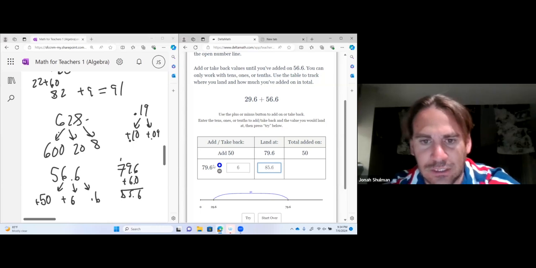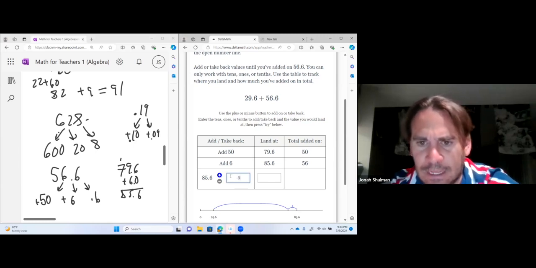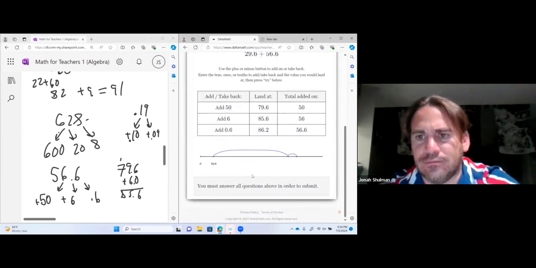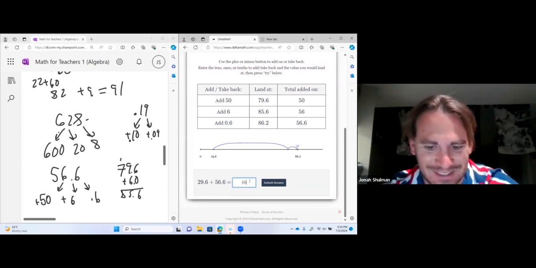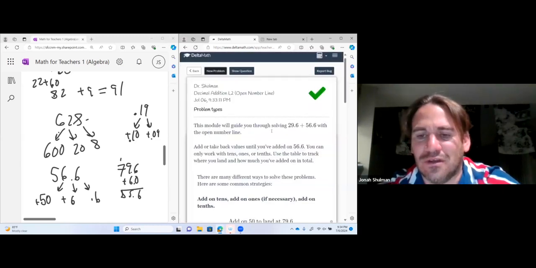But in my head, I just did 9 plus 6 is 15. And then finally, we have to add the 0.6. And 0.6 and 0.6 is 0.12. So I got to go up one. So it's going to be 86.2. Ta-da! Oh, I didn't write on the bottom. Sorry. 86.2. All right, let's see what the next one have in store for us.